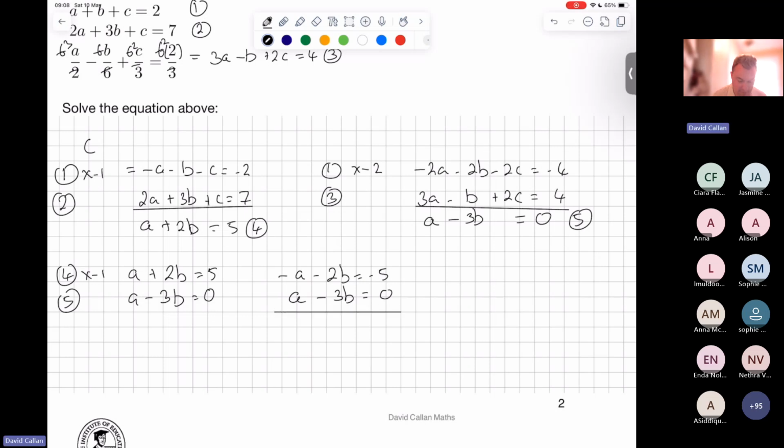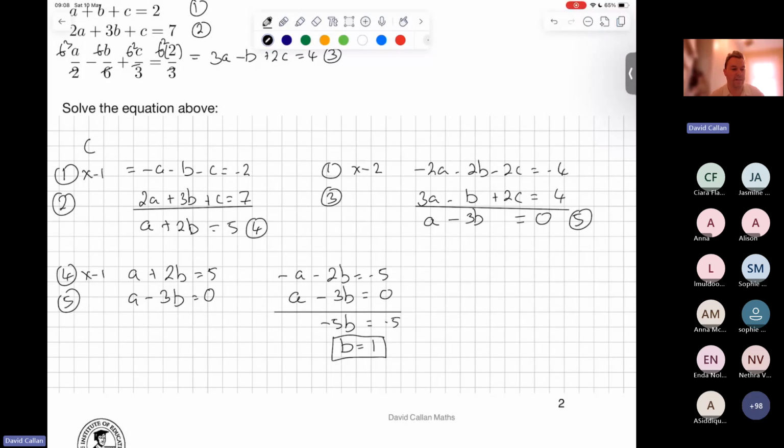And I end up with 0 for the a's, minus 5b equals minus 5. And therefore I get b is equal to 1. And I got one of my solutions. So hopefully that wasn't too stressful so far. Then you work your way slowly backwards.